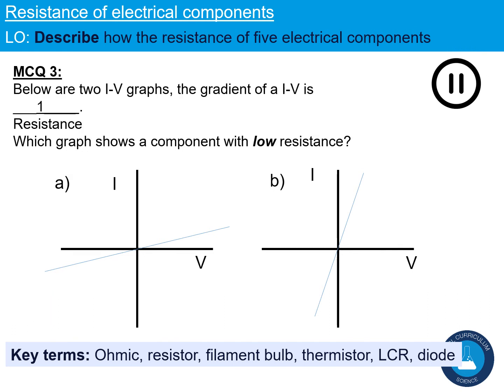And checkpoint number 3, can you pause the video and answer this one? You have now got current on the Y and potential difference on the X, and the gradient is equal to 1 over the resistance.